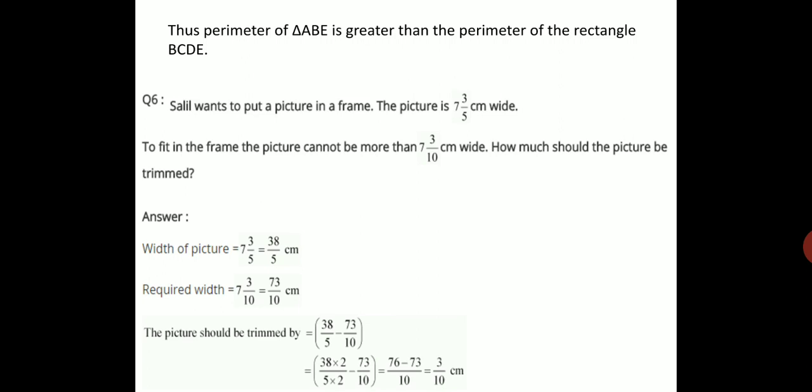So it becomes 73 by 10. So we will subtract now: 38 by 5 minus 73 by 10. The LCM of 5 and 10 is 10. You can see the calculation and the answer comes 3 by 10 centimeter. 3 by 10 centimeter of the picture should be removed.